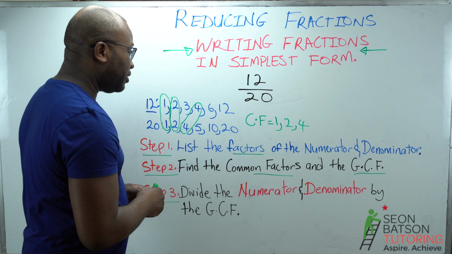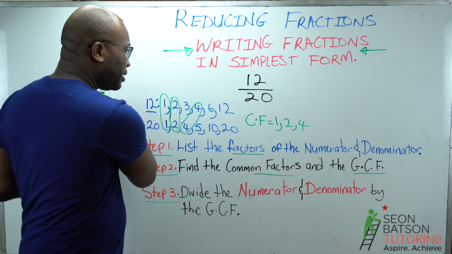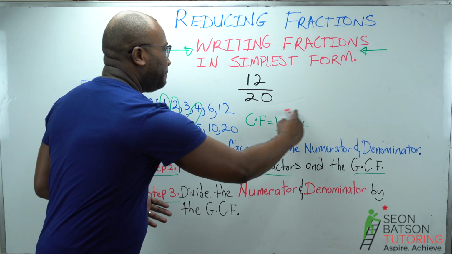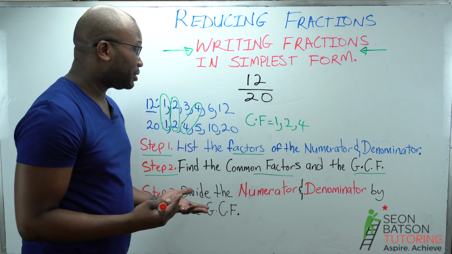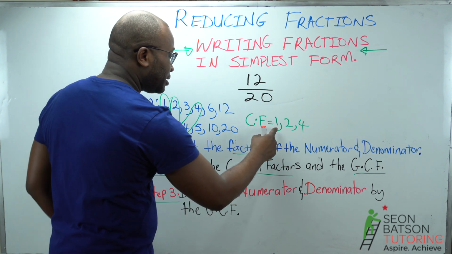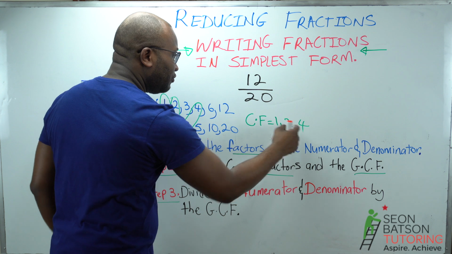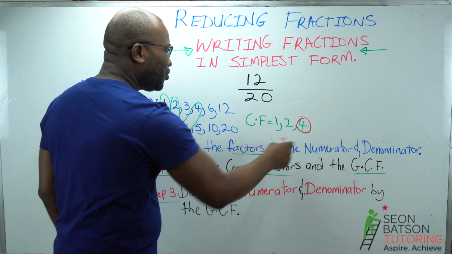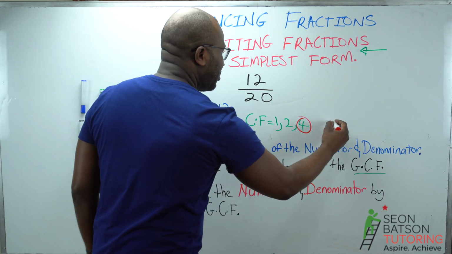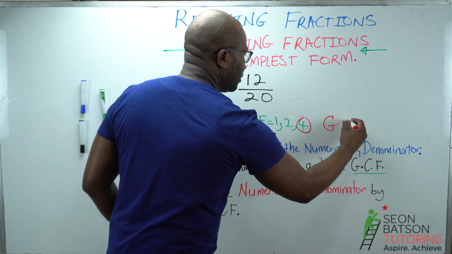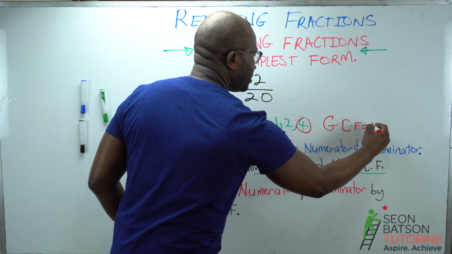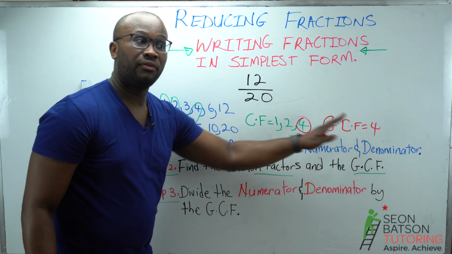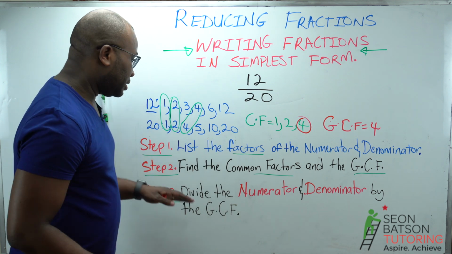Now that we have our common factors, let's find the greatest common factor. The greatest common factor is the biggest of all the common factors. And the greatest number out of 1, 2, and 4 is 4. So the greatest common factor, the GCF, is 4.